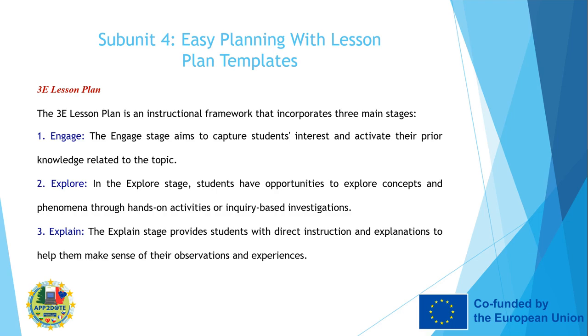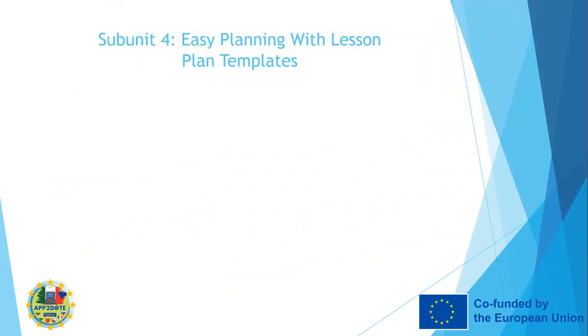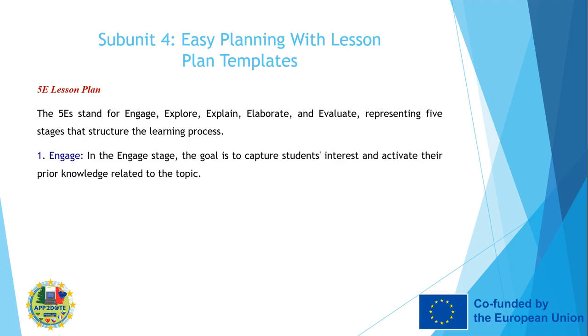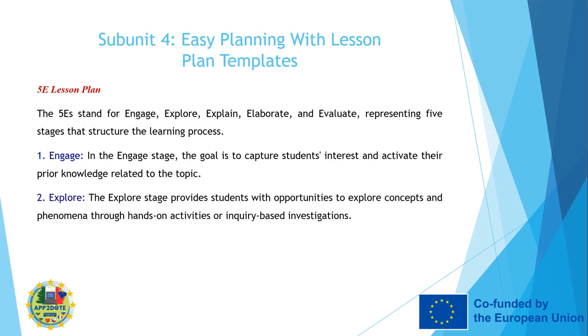5E Lesson Plan. The 5 Es stand for Engage, Explore, Explain, Elaborate, and Evaluate, representing 5 stages that structure the learning process. 1. Engage. In the Engage stage, the goal is to capture students' interest and activate their prior knowledge related to the topic. 2. Explore. The Explore stage provides students with opportunities to explore concepts and phenomena through hands-on activities or inquiry-based investigations.